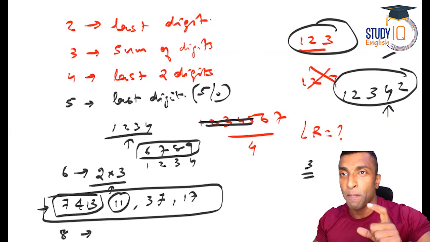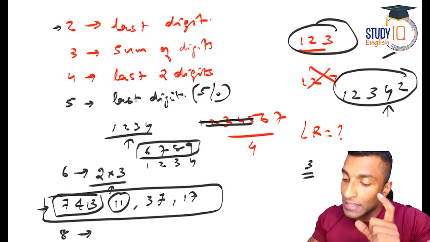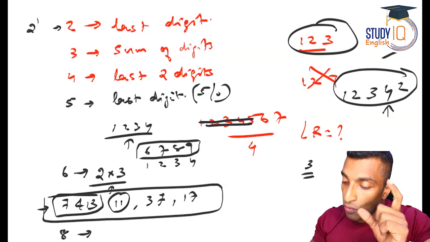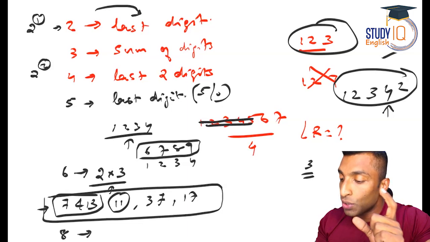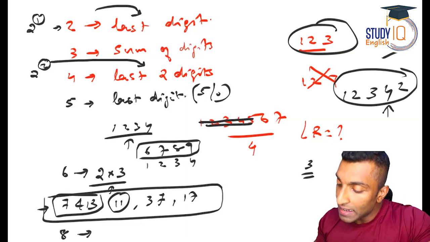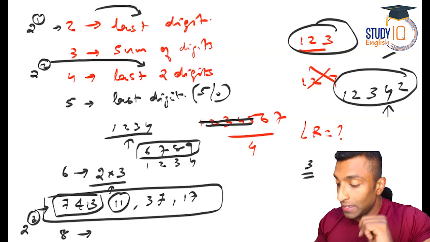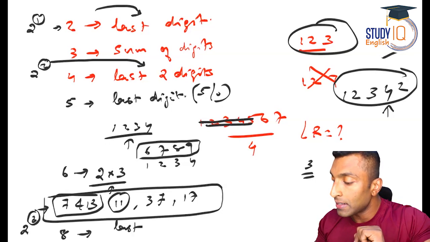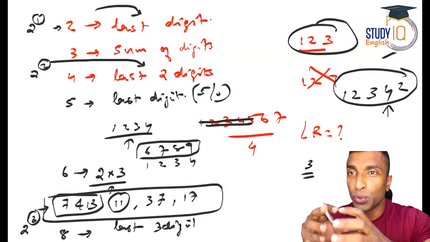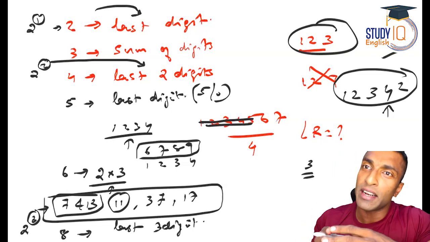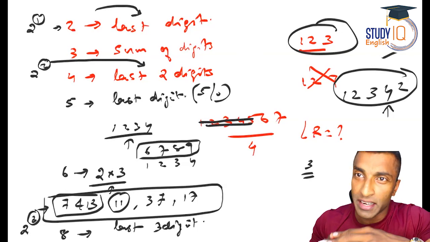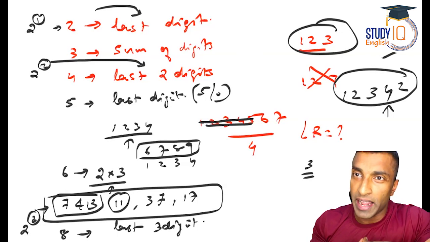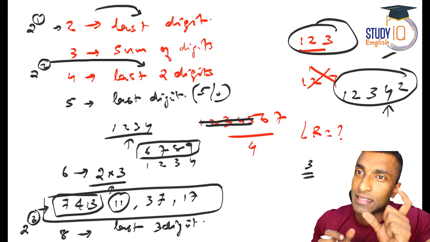Guys, if you see 8, see 2, what is that? 2 raised to 1. What is the power? 1. So last digit. 4, 2 raised to 2. What is the power? 2. So that is the last two digits. 8, 2 raised to 3. Power is 3. So this is going to be the last 3 digits. So if you need to check whether a number is divisible by 8 or not, or if you need to find the remainder when the number is divided by 8, you just need the last 3 digits.